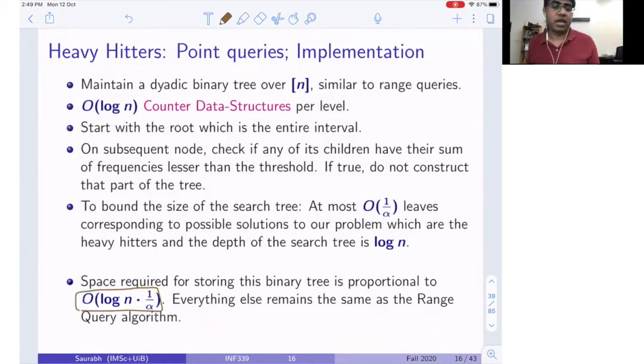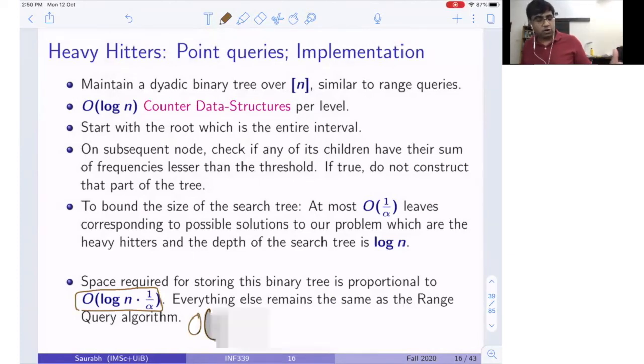Now, everything else remained the same as the range query algorithm. The only thing which was different from the previous algorithm was how we output the heavy hitters. To output them, you run this BFS tree on the fly. You create this search tree, which is of size order log n over alpha. And so the total running time and total space will have this as an additive factor. This is not a multiplicative factor, right? So the total running time will be like order, and as before, you need to output this.